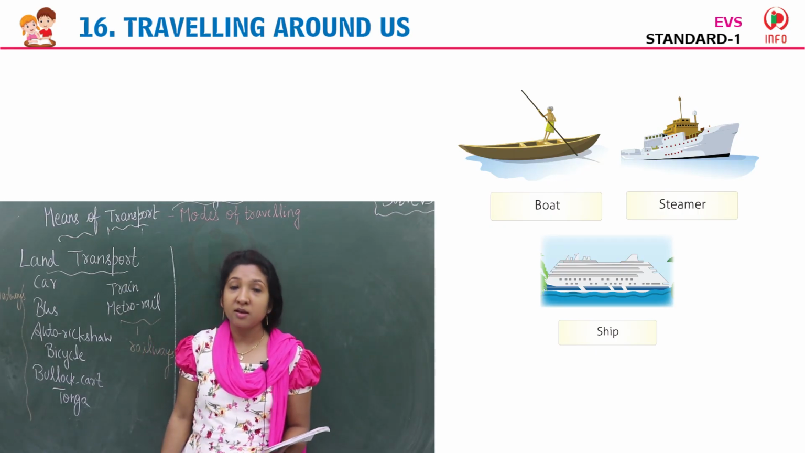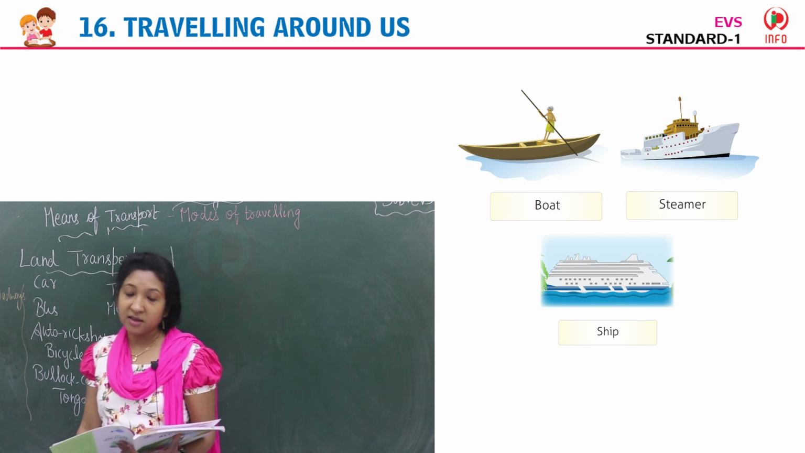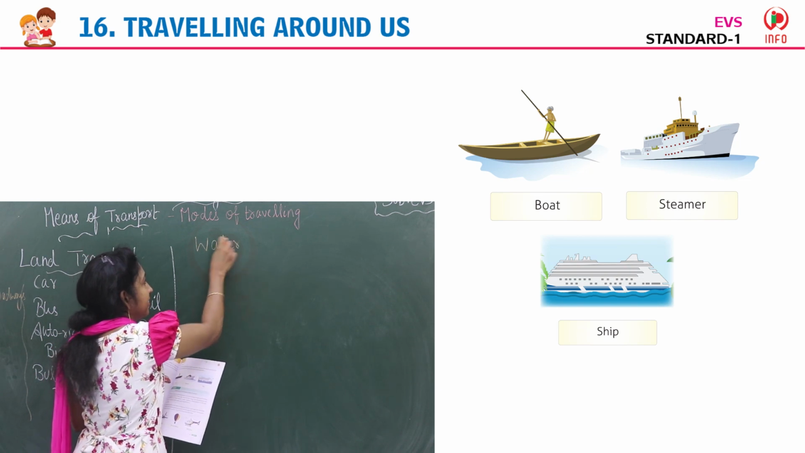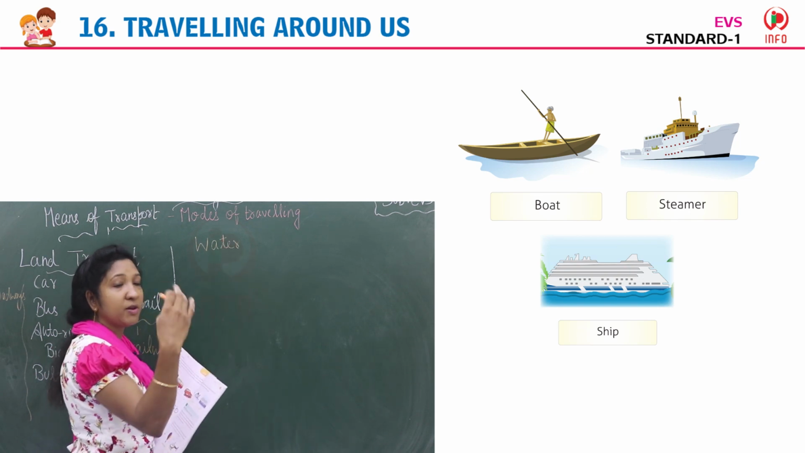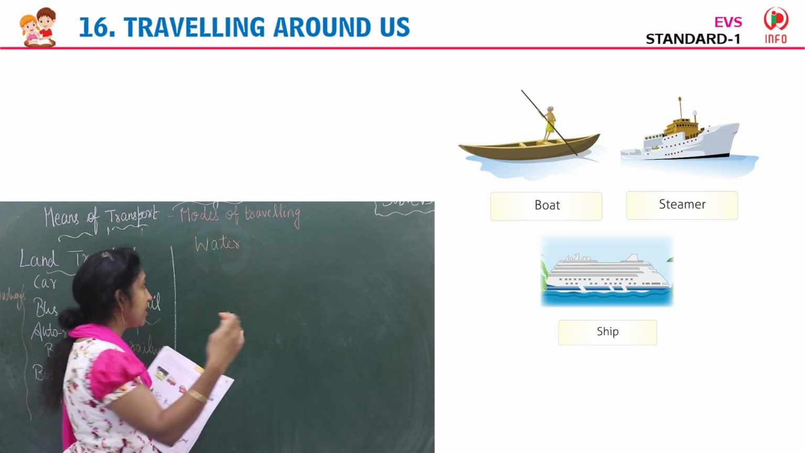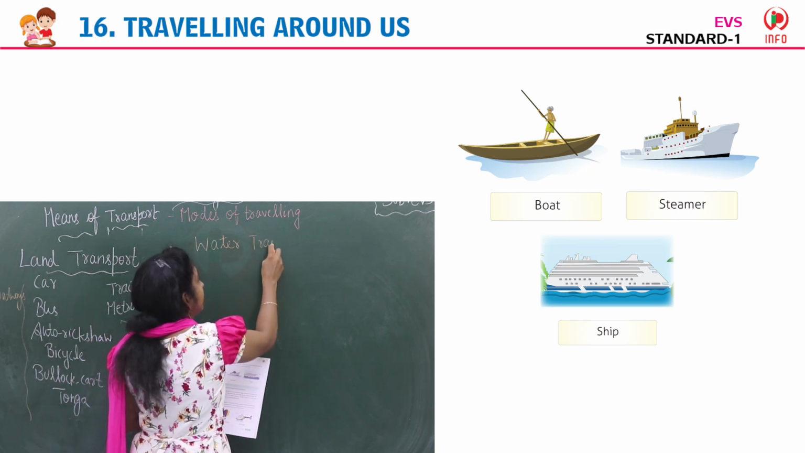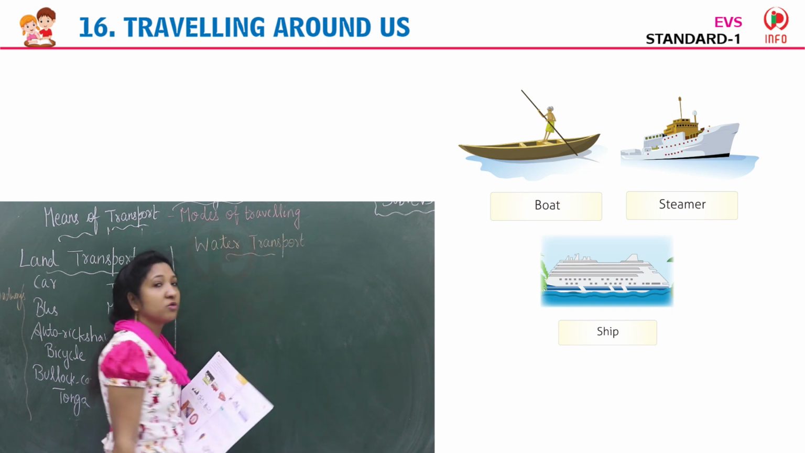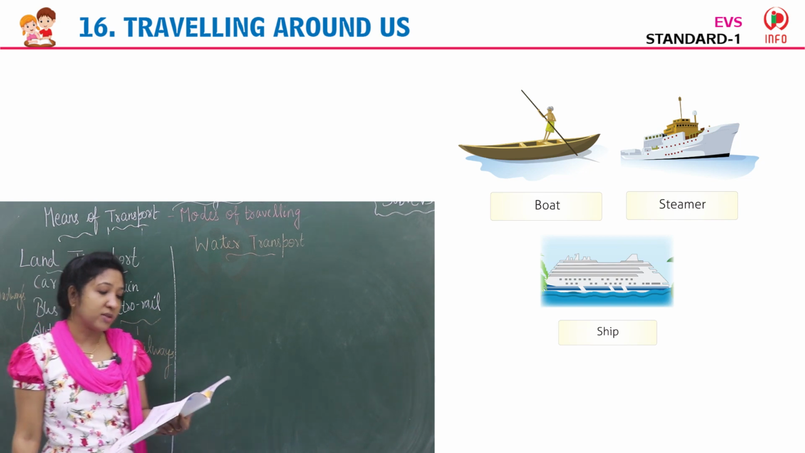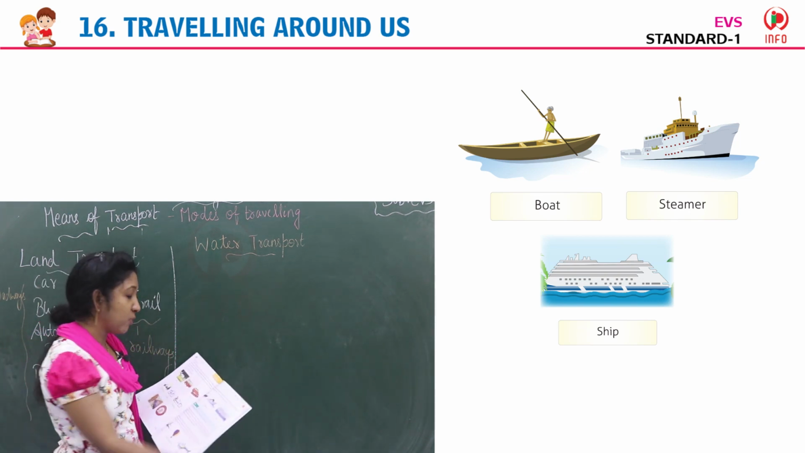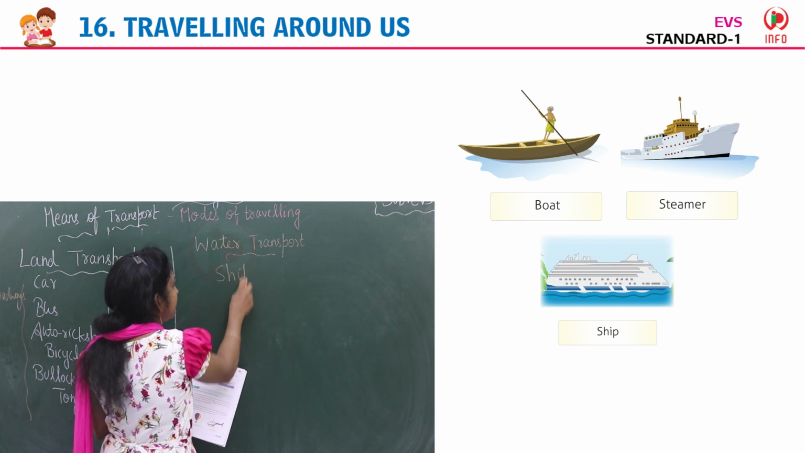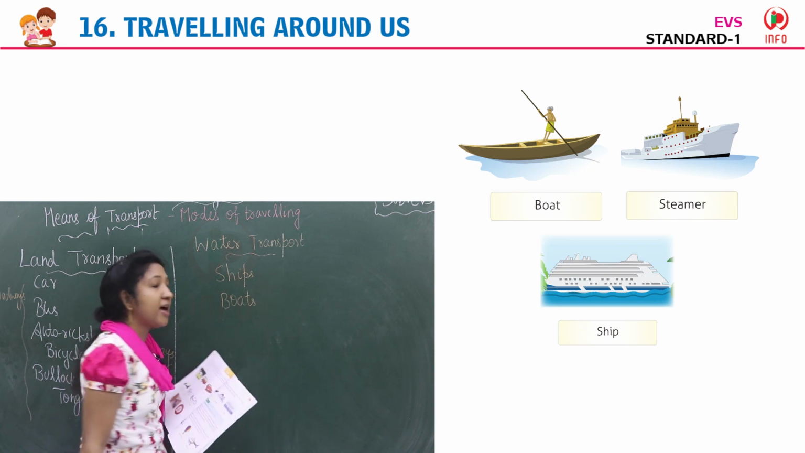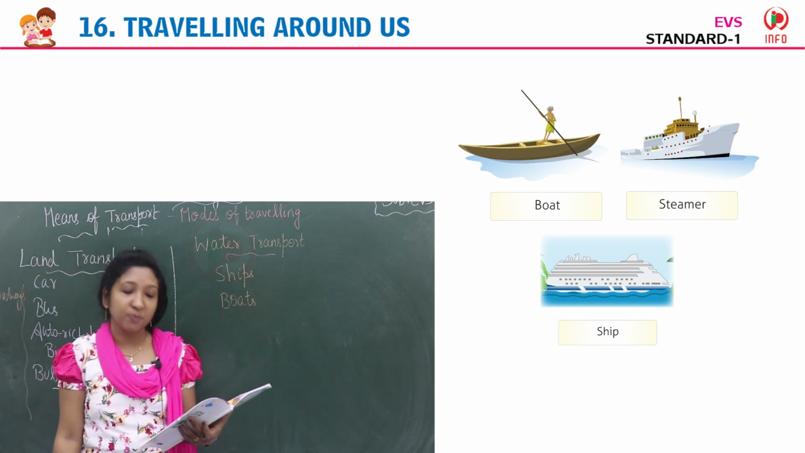Now next one, the other mode of traveling is water transport. Yes, there are vehicles that people use to cross rivers. These are called water transport, the transport that we use to cross rivers. Ships and boats are means of water transport. So which are the means of water transport? Ships, then boats. These are the means of water transport.